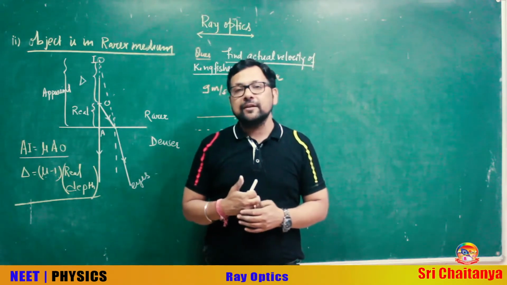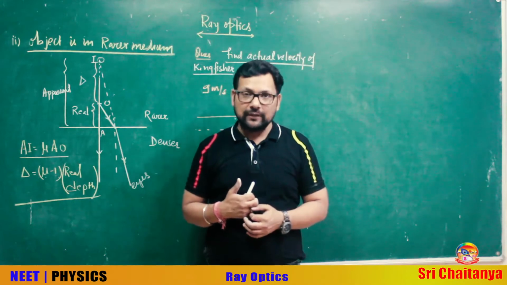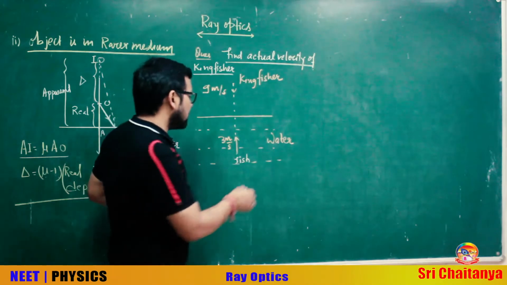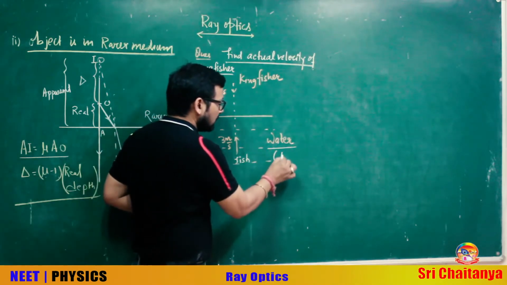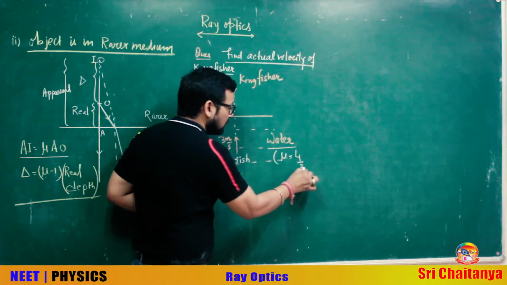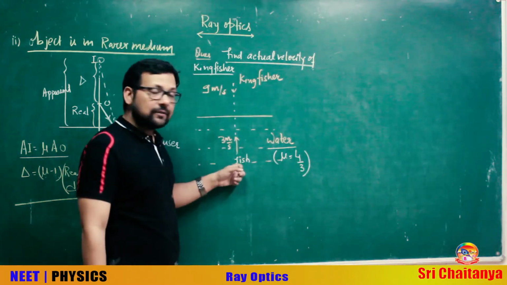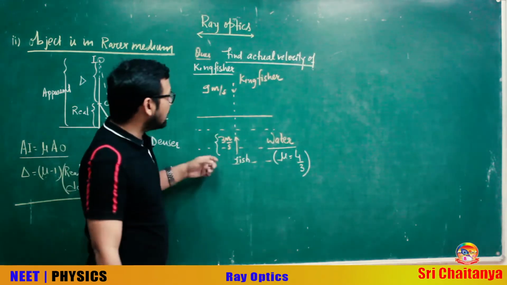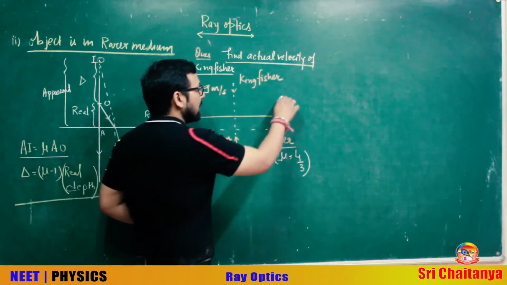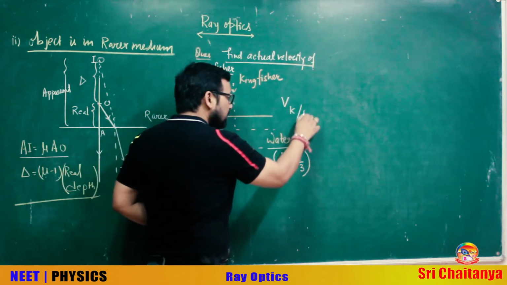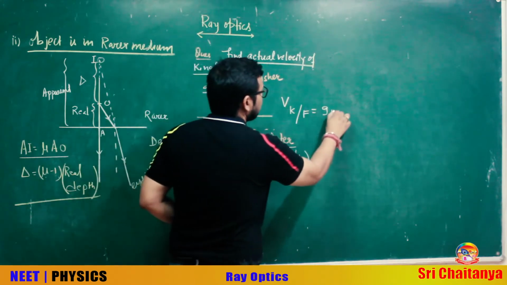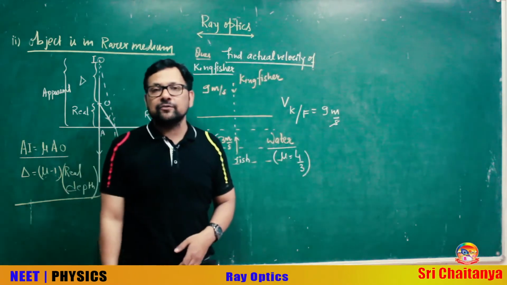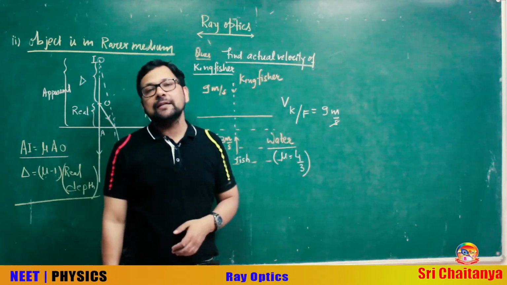When object is in rarer medium, this is t into mu minus 1. Let's see a question on this. In this arrangement, you can see water is here, and the refractive index would be 4 upon 3. There is a fish here diving upwards with the velocity 3 meters per second, and it observes a kingfisher. So I can write velocity of kingfisher with respect to fish is 9 meters per second. That diving upward fish observes a kingfisher coming downward with a speed of 9 meters per second.